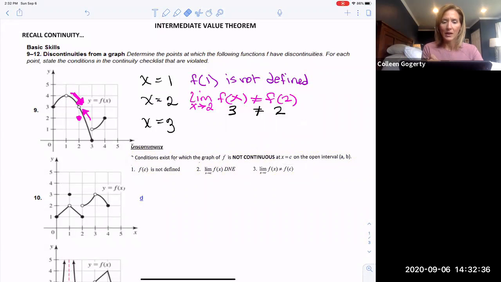Okay? If we're looking at the third option, let's go through it. Is f of 3 defined? Well, f of 3 is defined as 0, so yes, it does pass the first one, there's no problem there. Okay, let's look at the second one.